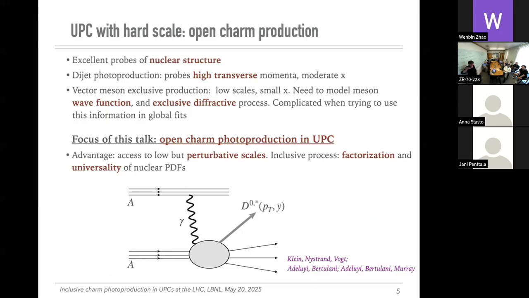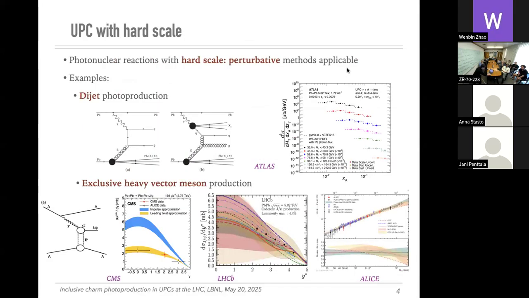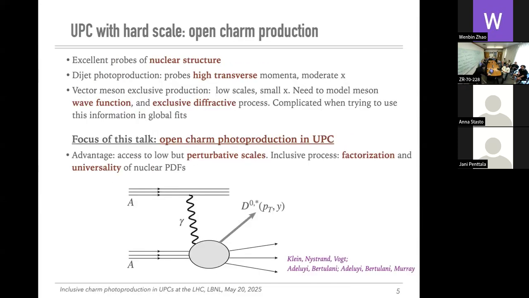Now, these are all excellent probes of nuclear structure, but they have their own features. With dijet photoproduction, because it's a dijet, you need high transverse momenta, so it's moderate x. If I go back to this slide, this is the range of x, sort of moderate to largish.